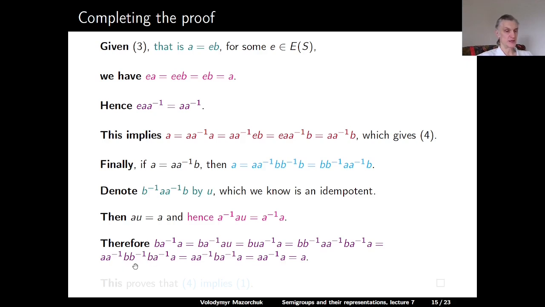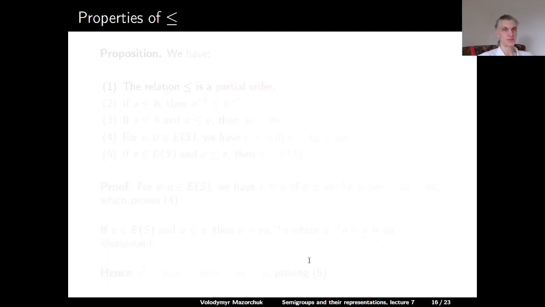We collapse the middle B part into just one B. So we get A inverse B A inverse A. And this is equal to A inverse A because of our assumption, and this is equal to A. And this shows that condition 4 implies condition 1 and completes the proof.